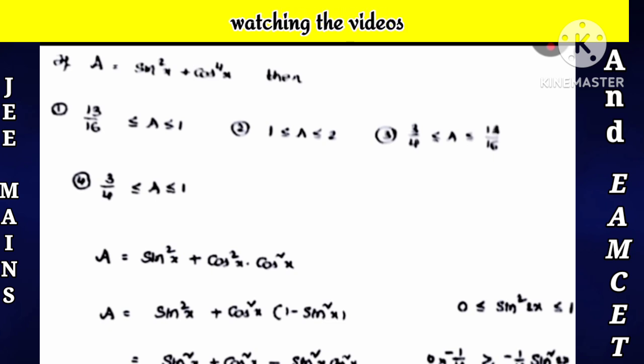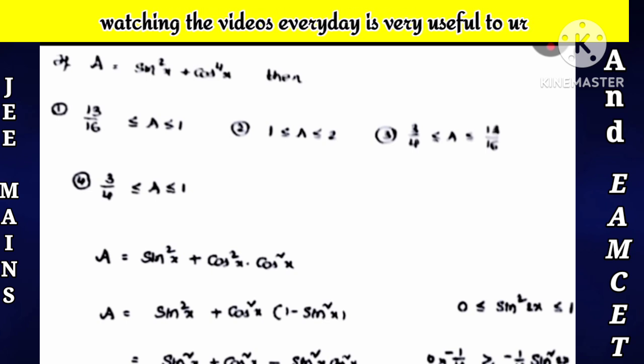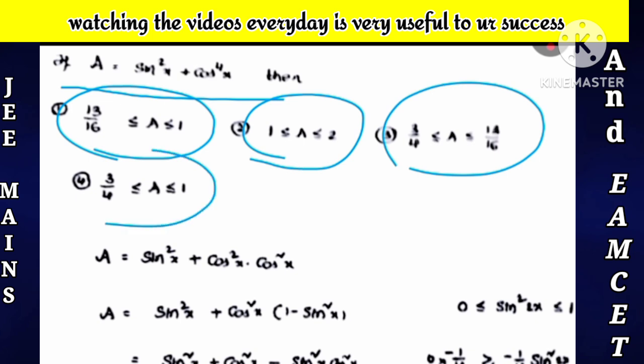Now in this video I am posting the JEE Mains problem from the previous papers. Okay, let us start the class. The question is, if A is equal to sin square x plus cos power 4x, then what is the range of A? So here the options are given like that. So we have to find the range of the function.